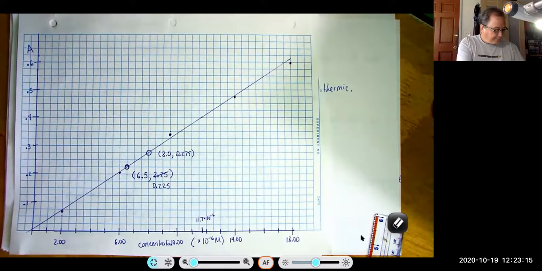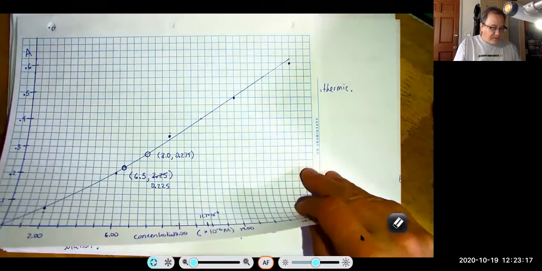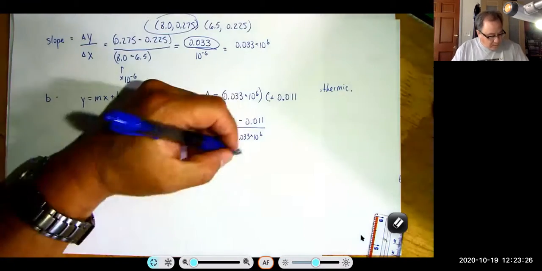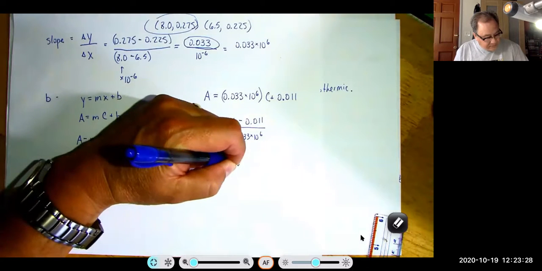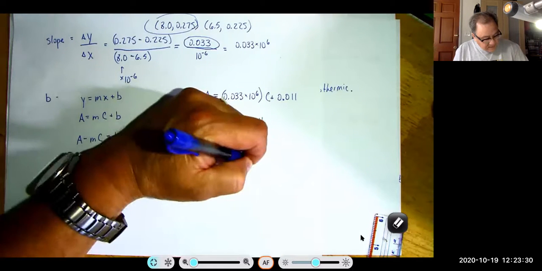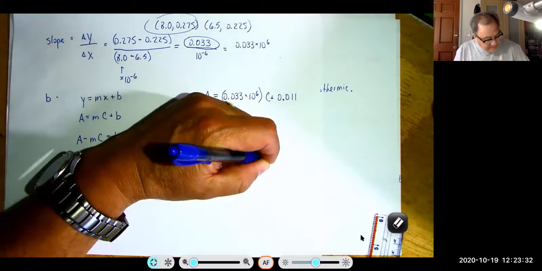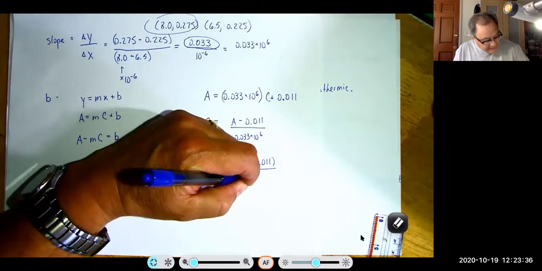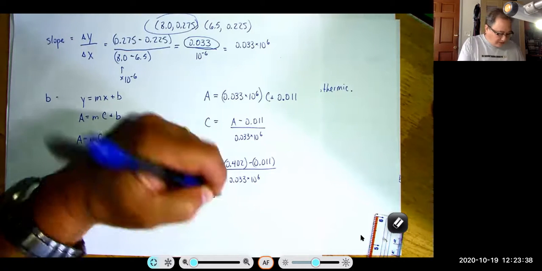Okay? So let's see what we get using the formula that we have for this. Okay, so 0.402 minus 0.011 over 0.033 times 10 to the 6. Plug all these numbers in.